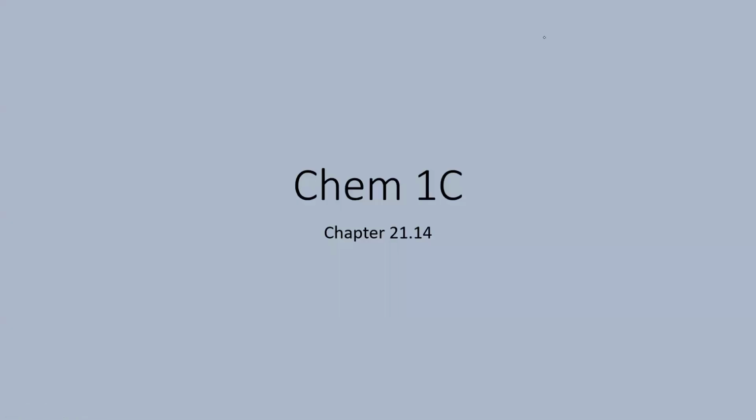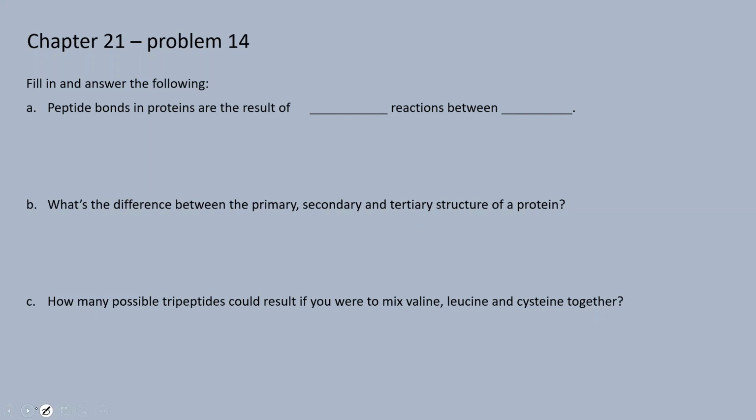Chapter 21, Problem 14. Fill in and answer the following. Part A. Peptide bonds in proteins are the result of blank reactions between blank.